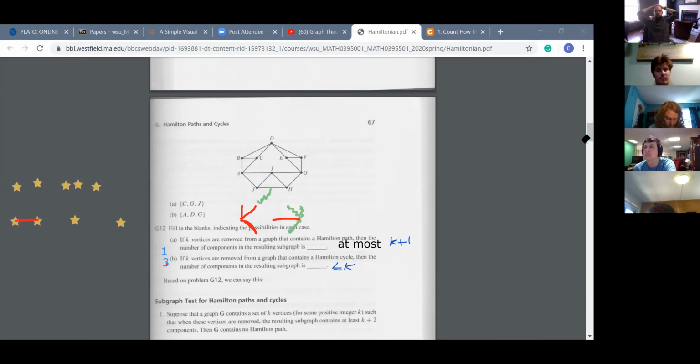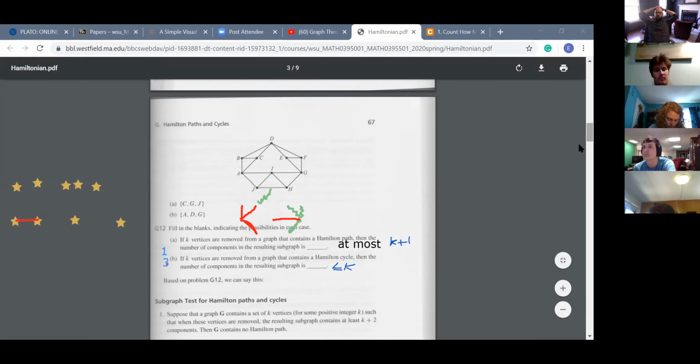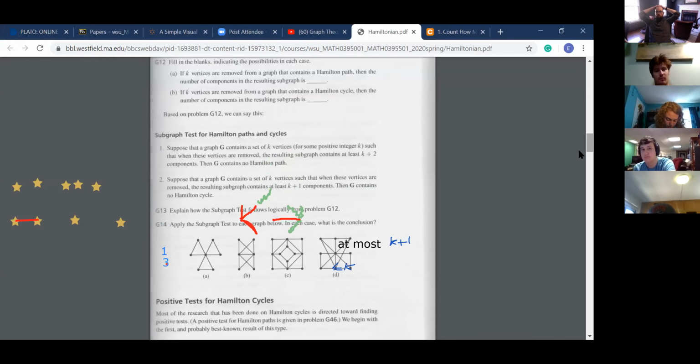So scroll down now, and this is going to turn into a subgraph test. It gives us a negative test that says, can we definitively say when we do or do not have a Hamiltonian path or Hamiltonian cycle? So for the first one, if you delete k vertices and you end up with k plus 2 components, is there any way you could have had a Hamiltonian path?